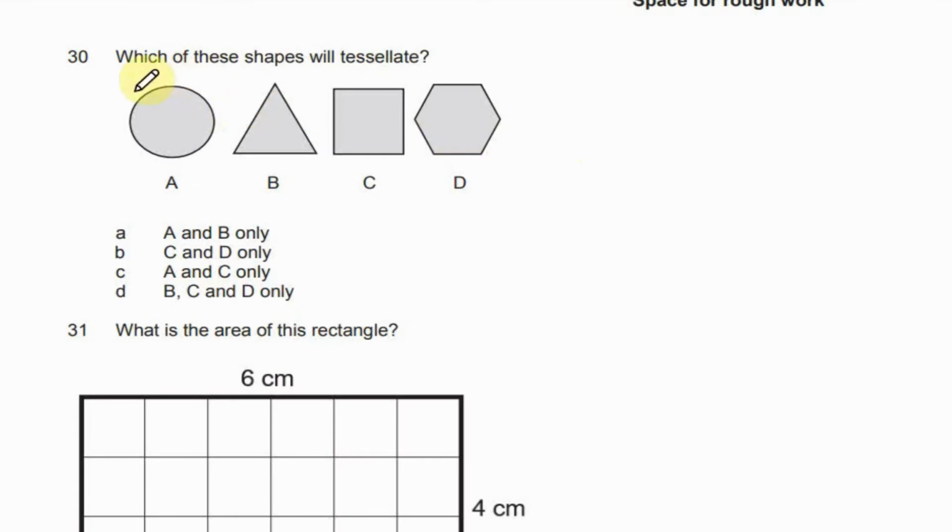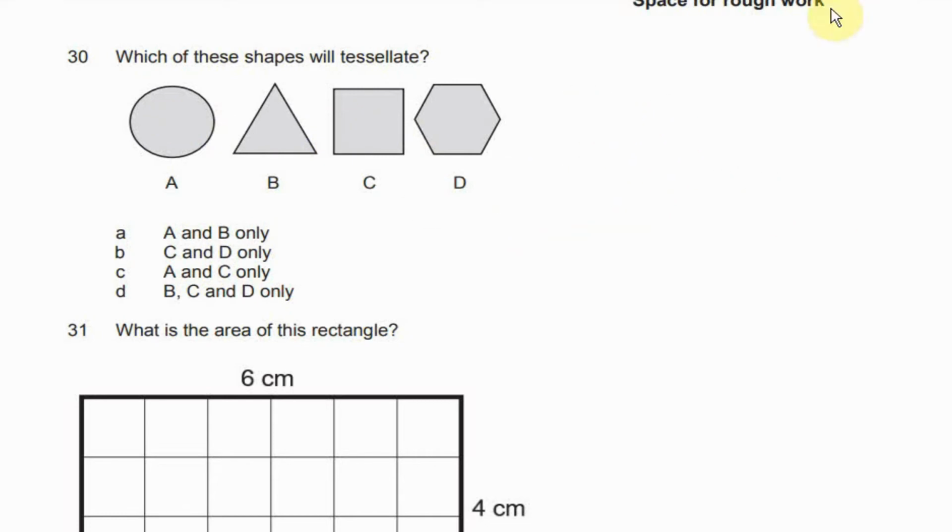All right, guys, now we're looking at question 30. Which of these shapes will tessellate? Now what we want to know, let's say we were using these shapes to tile a floor, is which among the shapes, or how many shapes among these, could we use to tile the floor without any gaps being left in between.